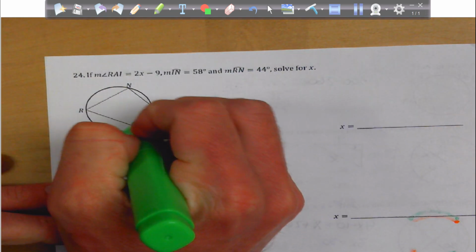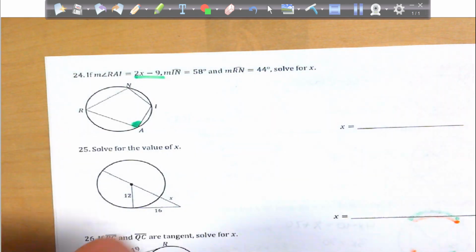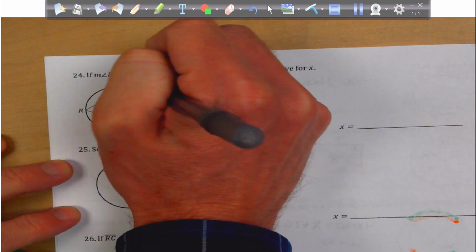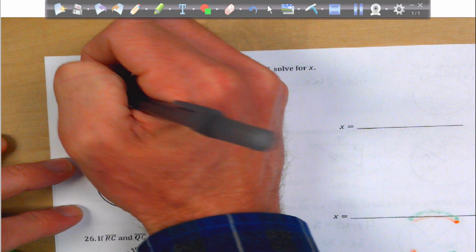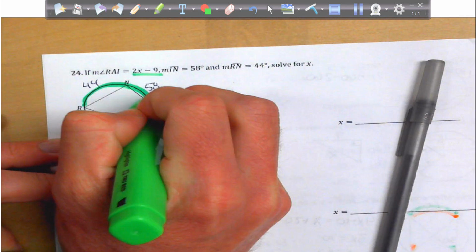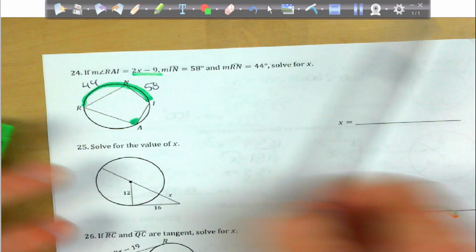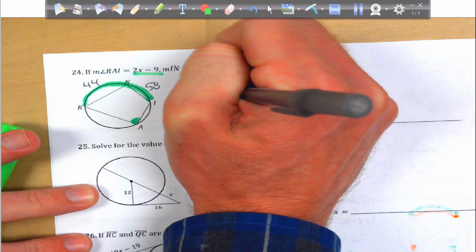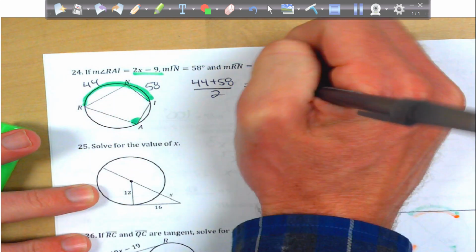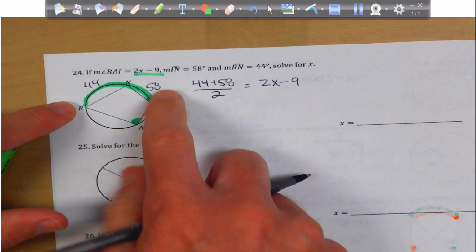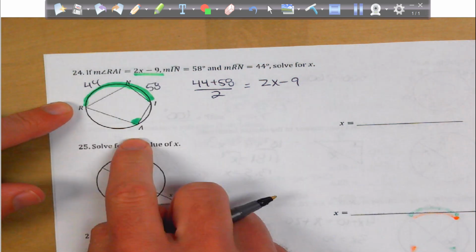RAI is right there, and IN is 58, and RN is 44. So the convenient thing is this angle here opens up to that arc. And so if I add those two together, 44 plus 58, and I divide it by 2, that should give me this value right here, the 2x minus 9, because it's this whole arc, but remember, arcs are twice as big as their inscribed angles, that's why I have to divide it by 2.